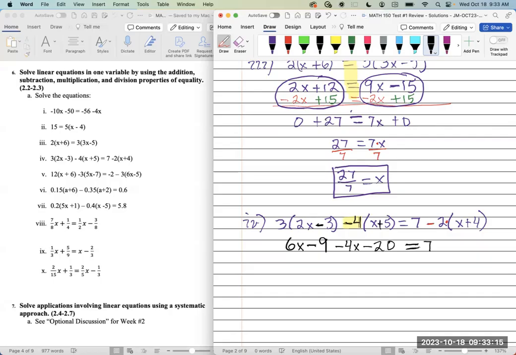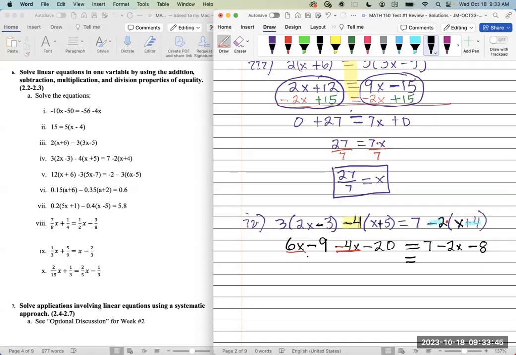-20. 7. Now I have -2 times x. Positive times negative would give me -2x. -2 times positive 4 gives me -8. Keep your equal signs lined up. Simplify. These are my terms with an x. Notice the negative stays with that.